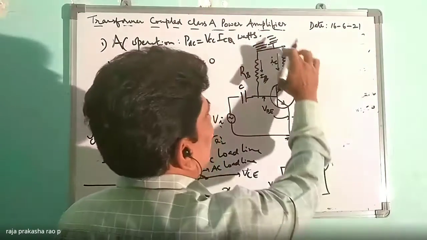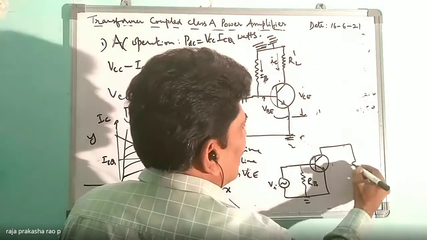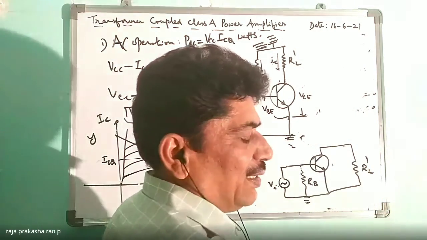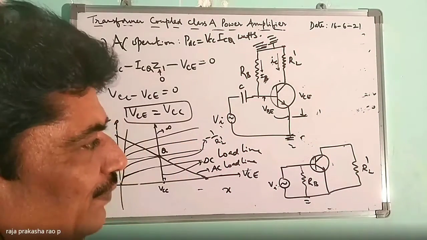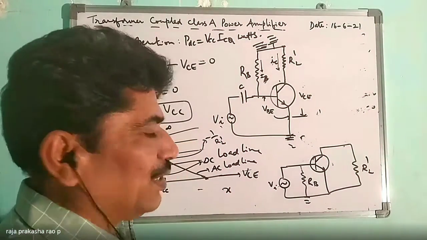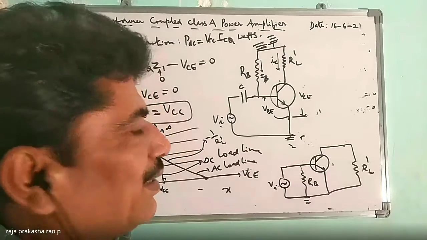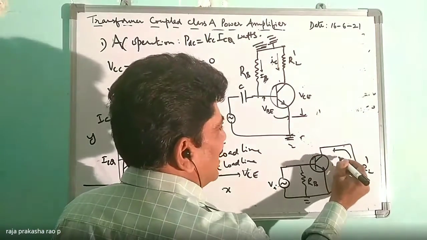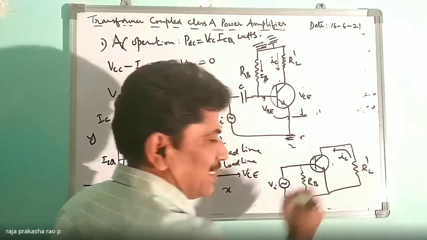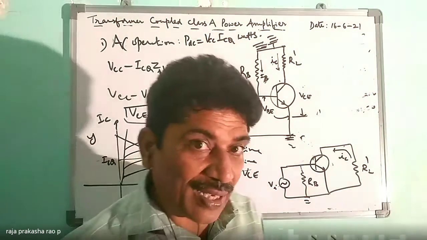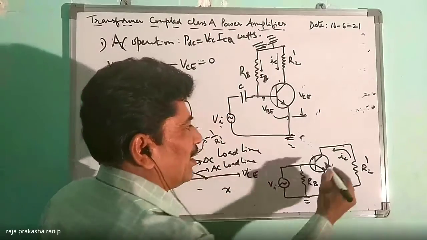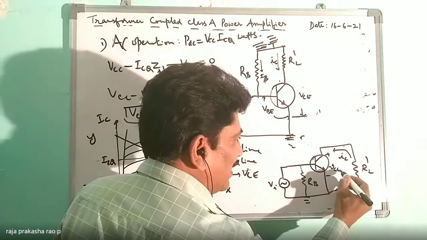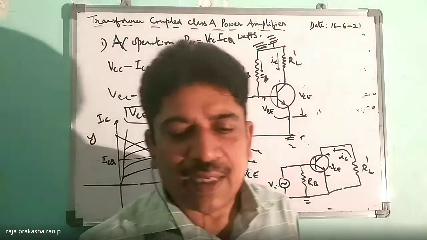And another resistor RL will be connected like this. This is RL dash. It is a reflection of RL on primary. I have removed that primary, and in that we have connected RL dash. Now current flowing in this is IC. This is alternating current IC, small IC, and the output voltage is small VCE. Okay, are you clear now with this?